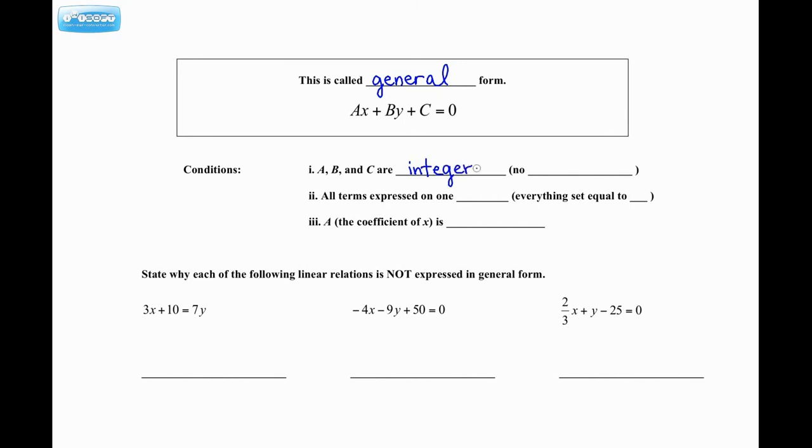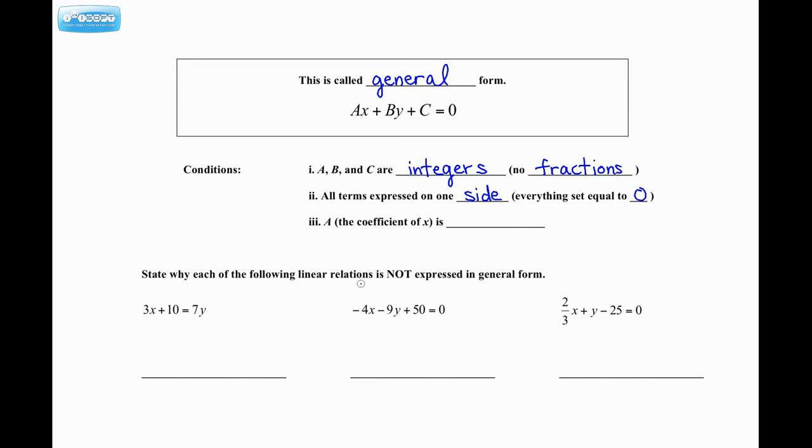So positive or negative whole numbers. In other words, no fractions. You can't have any fractions whatsoever. Okay. All terms expressed on one side. Typically we express them on the left, but it would be correct to say 0 equals ax plus by plus c. That would be fine. So everything set equal to 0. So that's the second condition.